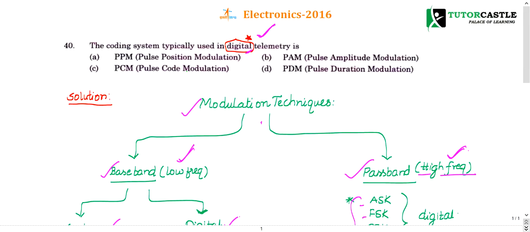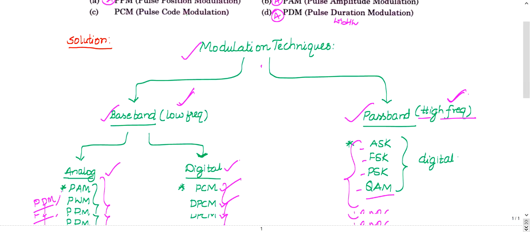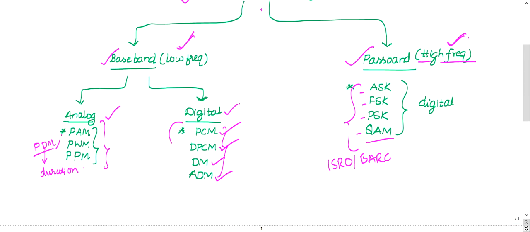So the right choice, let us see. The coding system typically used in digital telemetry. Pulse position modulation, PPM, I already told this is an analog one, you can check. Pulse amplitude modulation, it's again an analog. Pulse duration, or pulse width modulation, is again an analog modulation technique. Pulse code modulation, PCM, DPCM, DM and ADM, these four are digital modulation techniques.